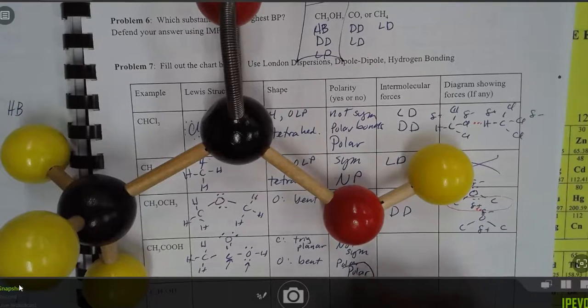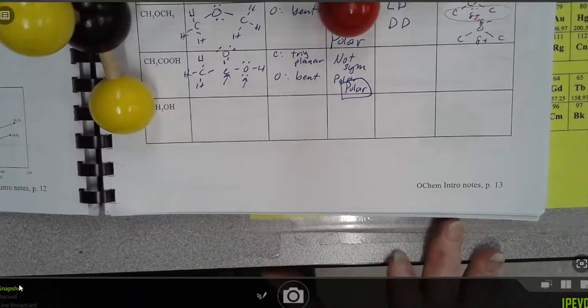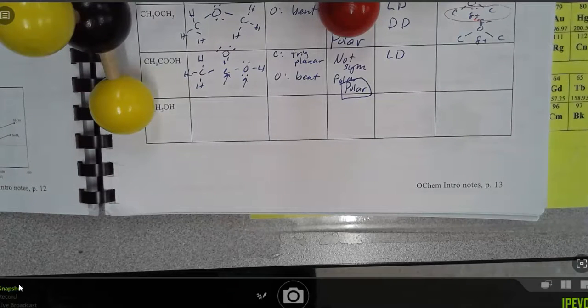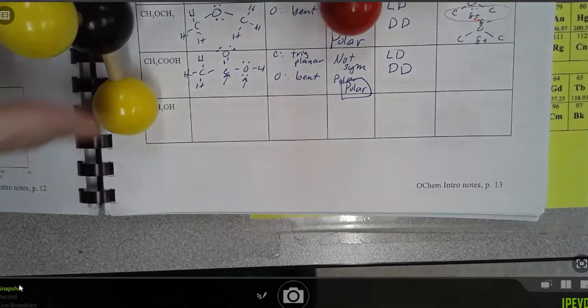So I would maybe put it in a box like that. Now what? Better scooch this up a little bit, I guess. All right, so now what? What kind of intermolecular forces do I have? I always have London dispersion, always. It's polar, so dipole-dipole. So now the question is, is there hydrogen bonding?